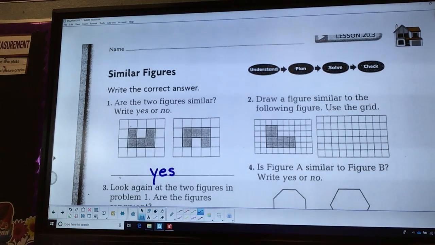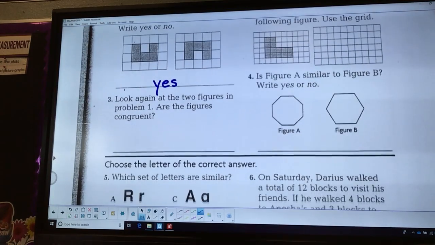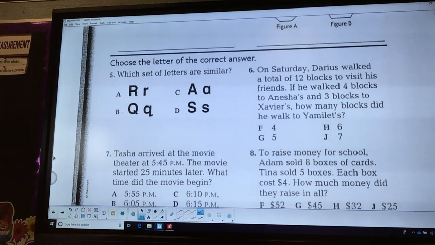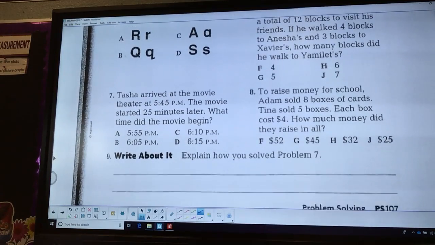Now, your job on this next one is to draw a figure similar to the following figure. You're going to use the grid, and you'll continue to do the rest the same way. Make sure that you follow the directions, okay, and that you go ahead and mark the correct answers.